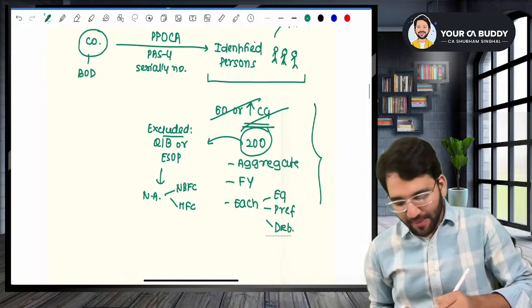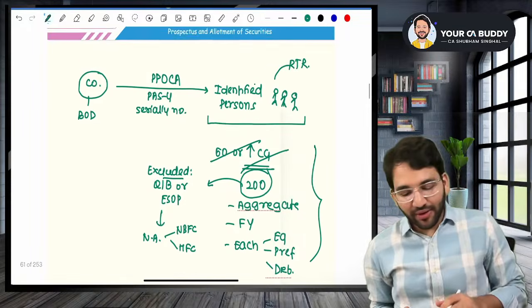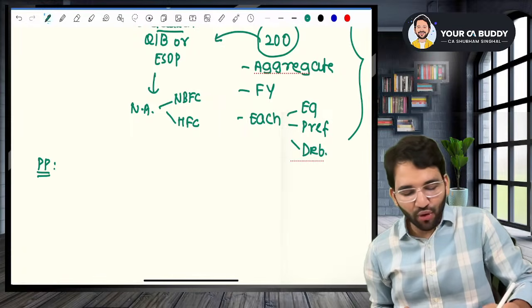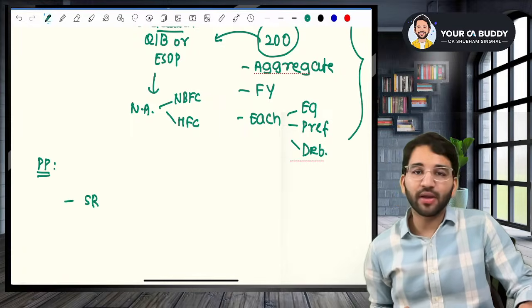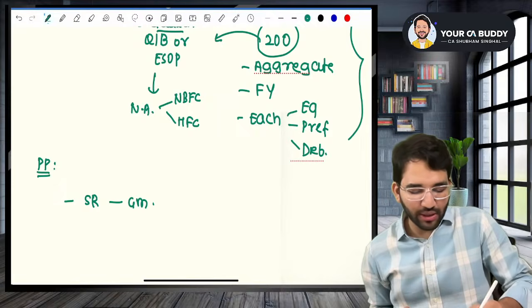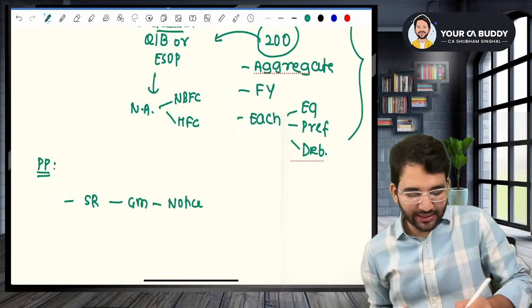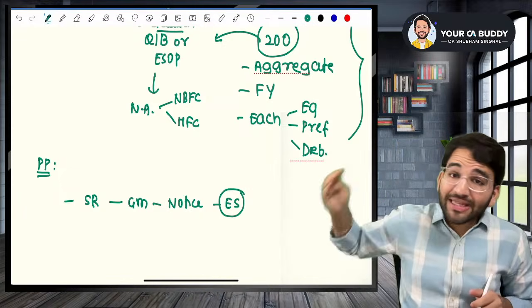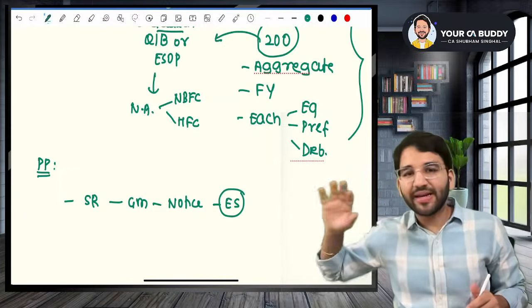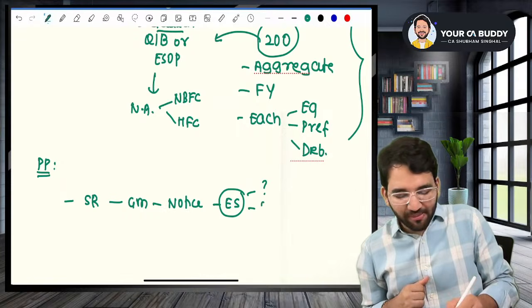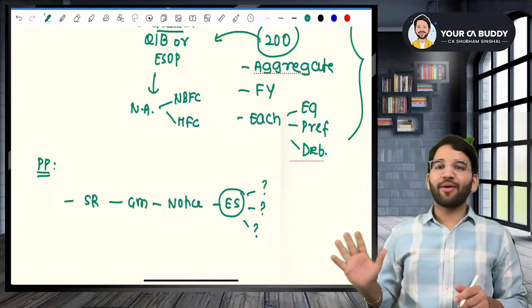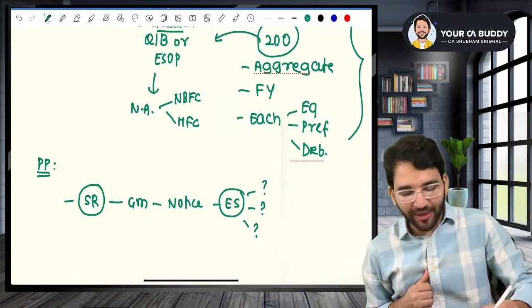This is about the limit that I told you. Now, if a company were to make a private placement, listen to me very carefully. The company will first have to pass a special resolution. For that, they'll call a general meeting, send the notice and attach the explanatory statement. In that statement, they have to give details as to whom we are doing this private placement, what is the issue price, everything. You will definitely have to pass a special resolution.